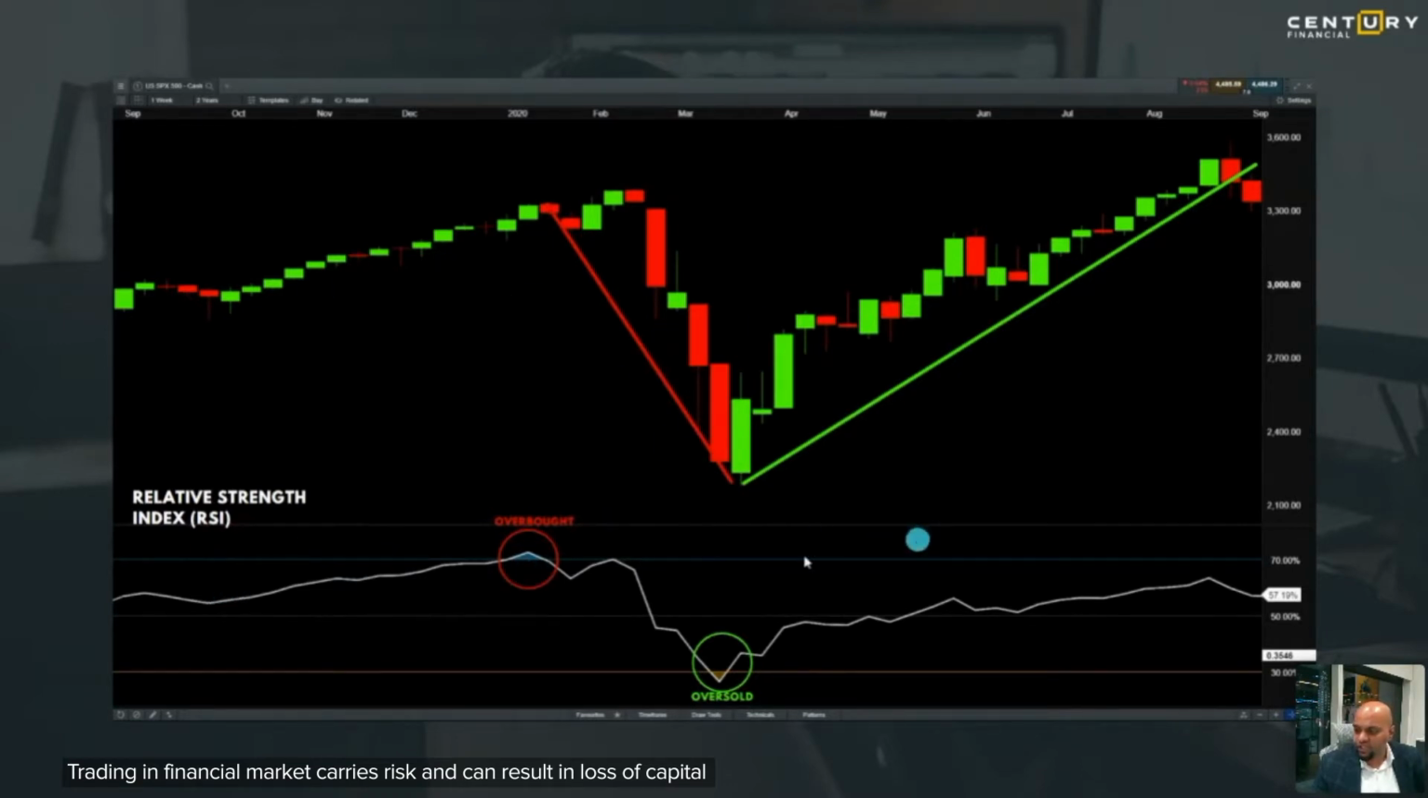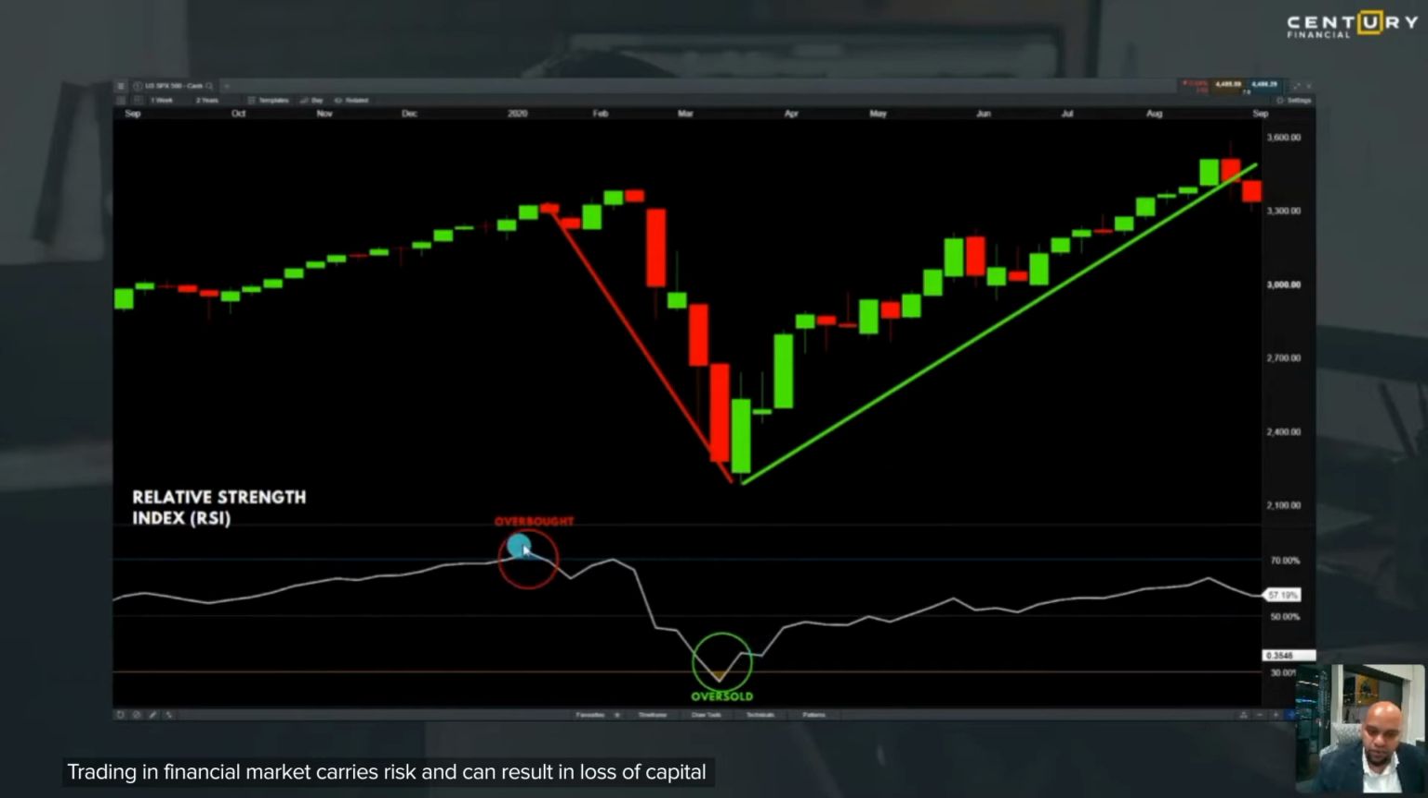Now, when I say oscillator, RSI will always oscillate between this blue line on top and this orange line at the bottom. So the extreme on top is 100%, the extreme at the bottom is 0. Your orange line is 30%, whereas your blue line is 70%.